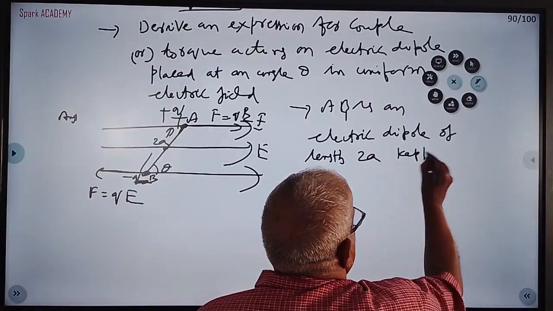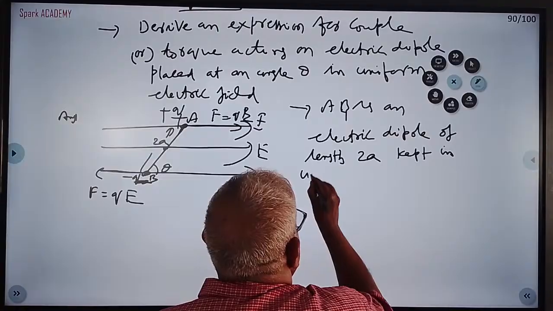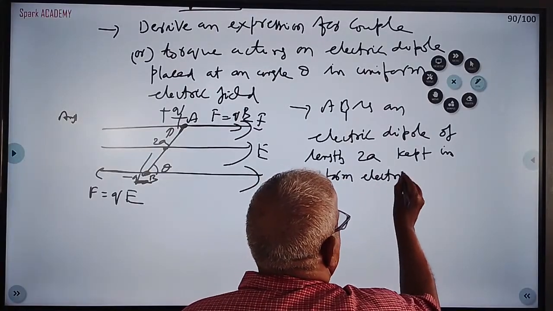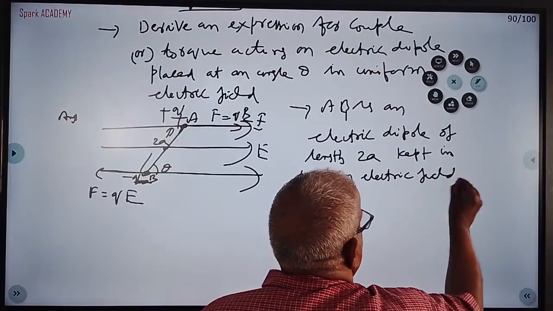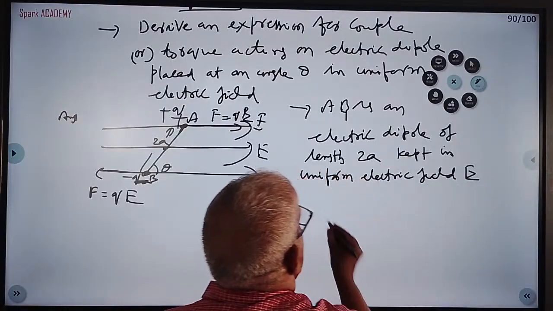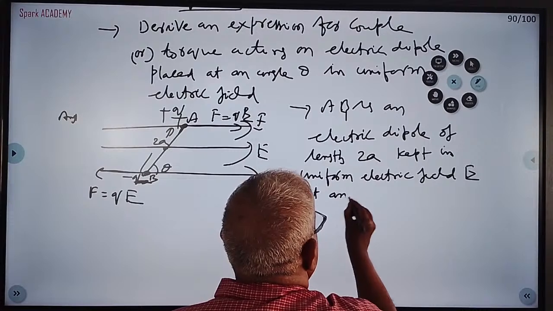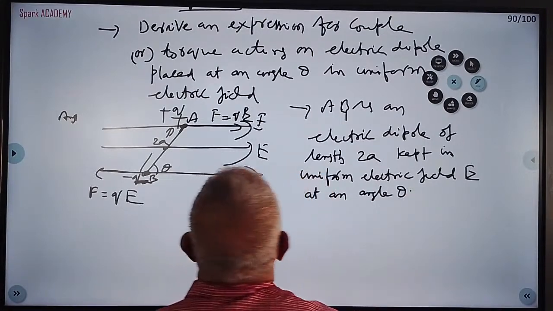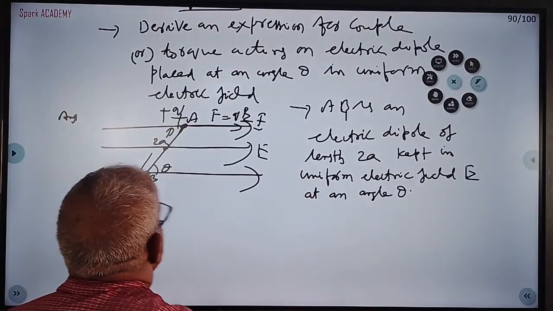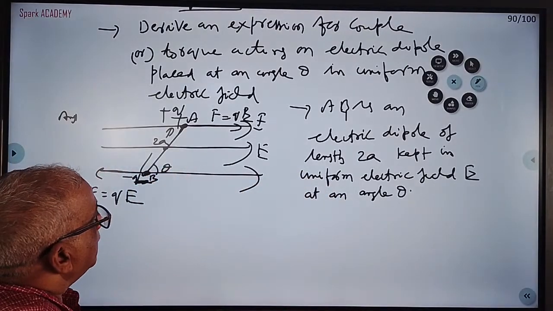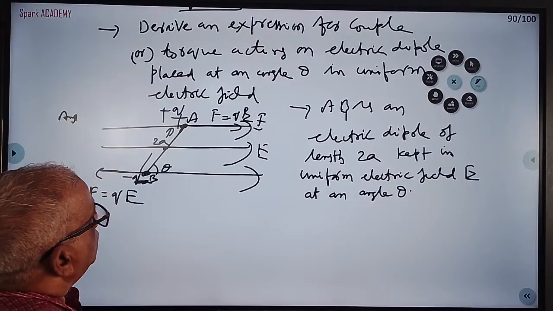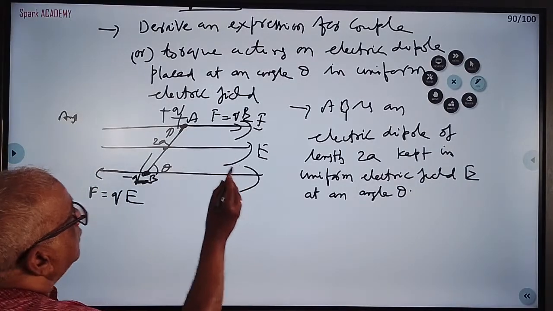Kept in the uniform electric field E at an angle theta. AB is an electric dipole kept at an angle theta in the uniform electric field. Okay, now there are two forces.